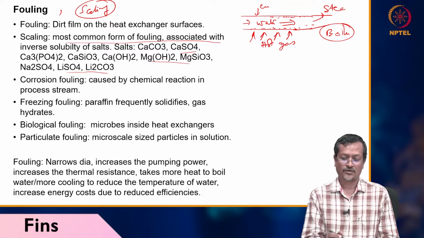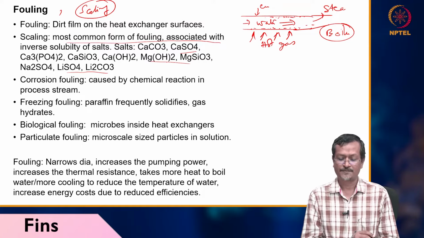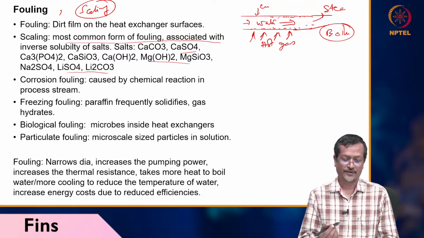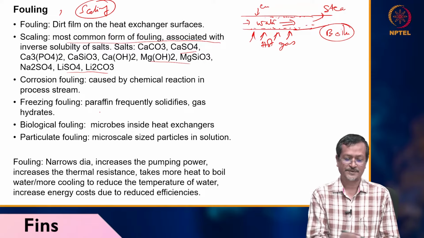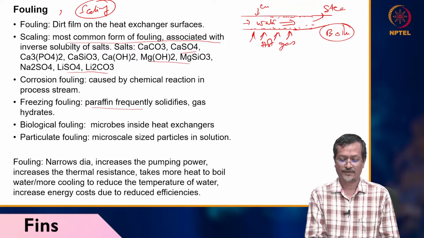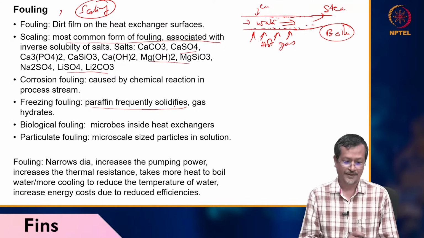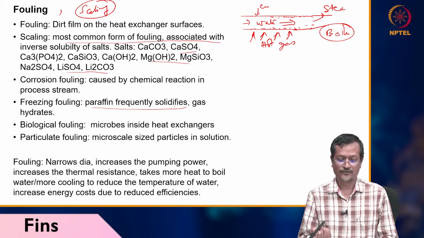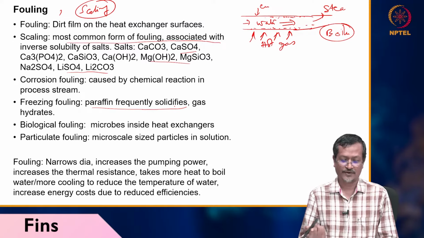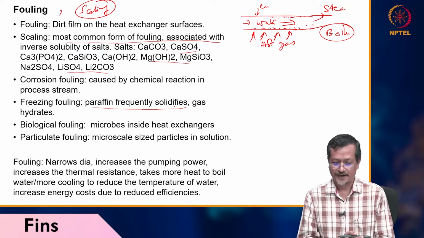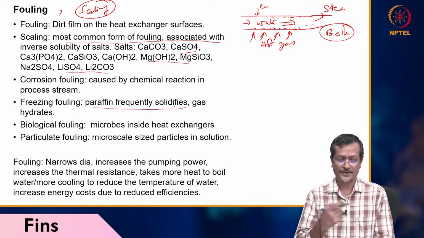Corrosion is caused by chemical reaction, process, steam, and in many cases if oxygen is there, that also will create some corrosion at high temperature. Freezing fouling: paraffin, especially in oil and gas applications, frequently solidifies and creates gas hydrate, which will also be deposited inside the piping system. Biological fouling: microbes inside the heat exchanger, particularly microscopic size particles in solution, will also create fouling.